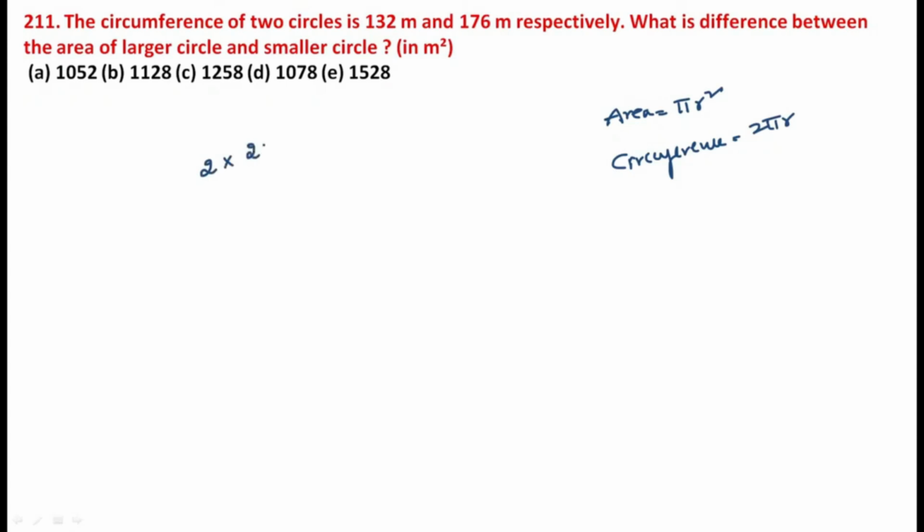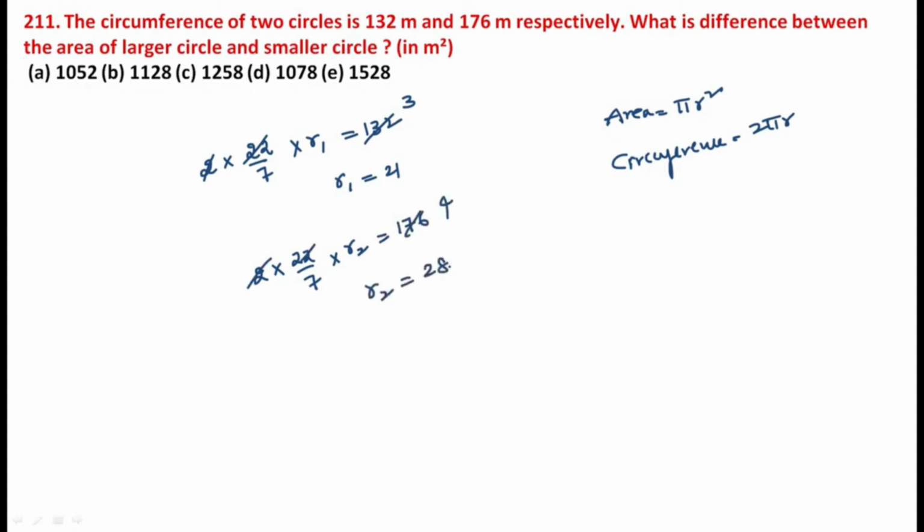So 2 into pi value, which is 22 by 7, into, I just consider r1, the value becomes 132. Now 2 into 44. So 44 becomes 3 times. Now the R1 value is exactly equal to 21. In the same way, the second equation, 2 into 22 by 7 into R2 value becomes 176. Again 44 4s are 176. Now the R2 value becomes 28.